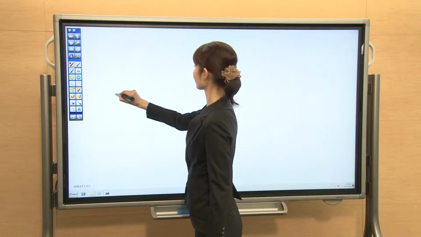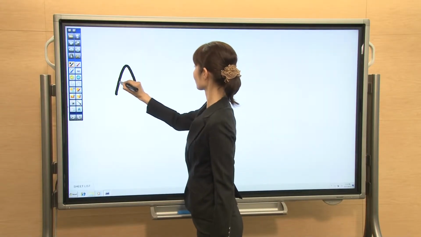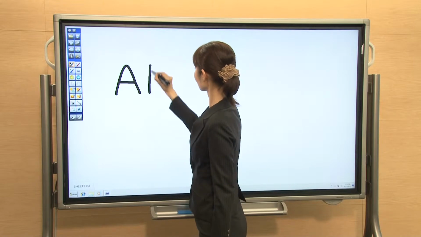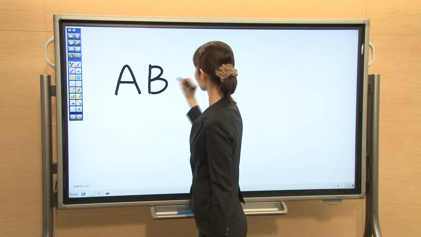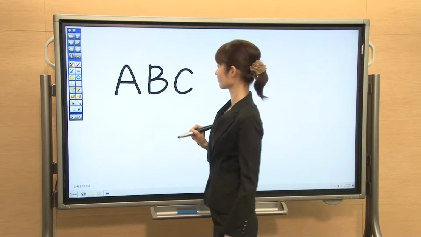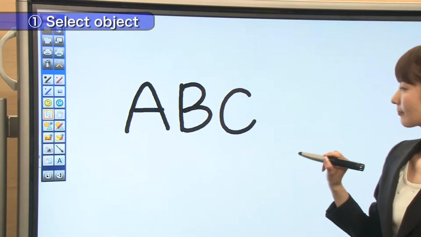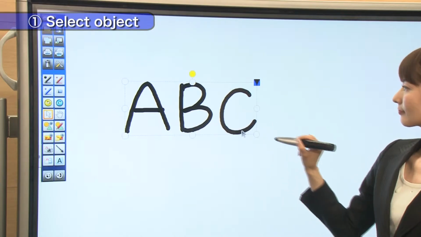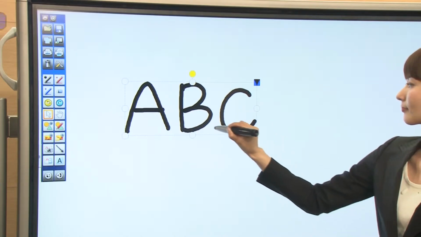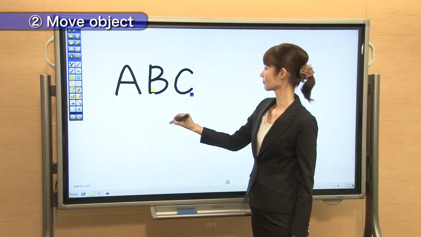We call what you draw an object. You can modify the object in scale, color, and so on. Let's see how to operate. In the first place, touch on this icon and then select the target object. Now you can move it.